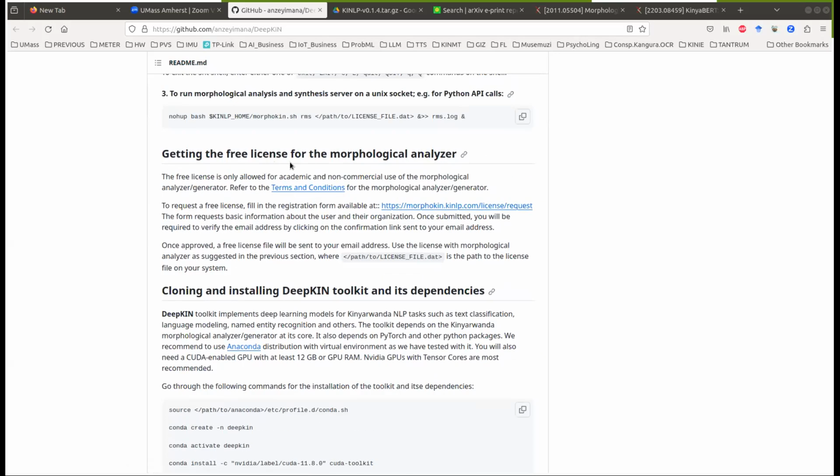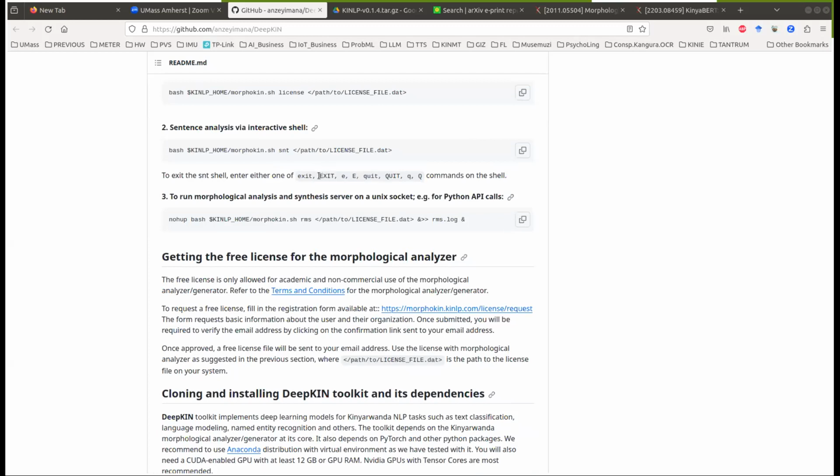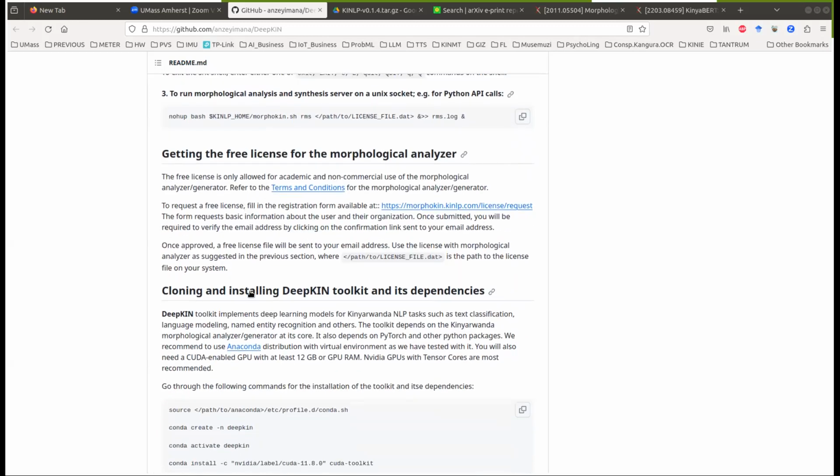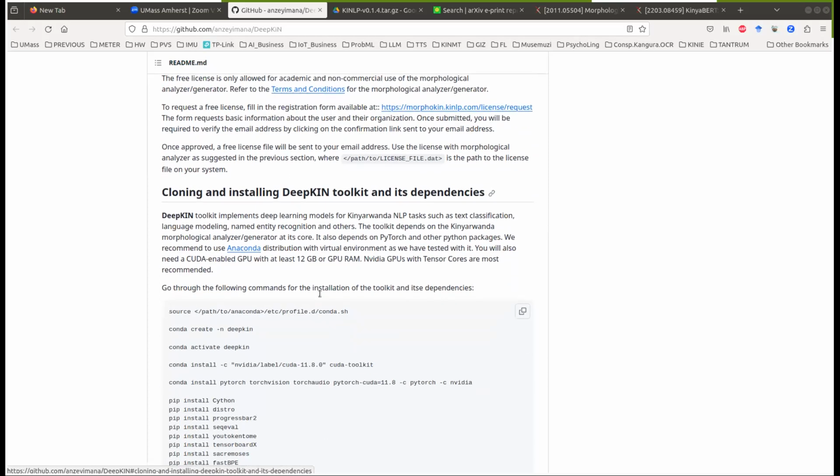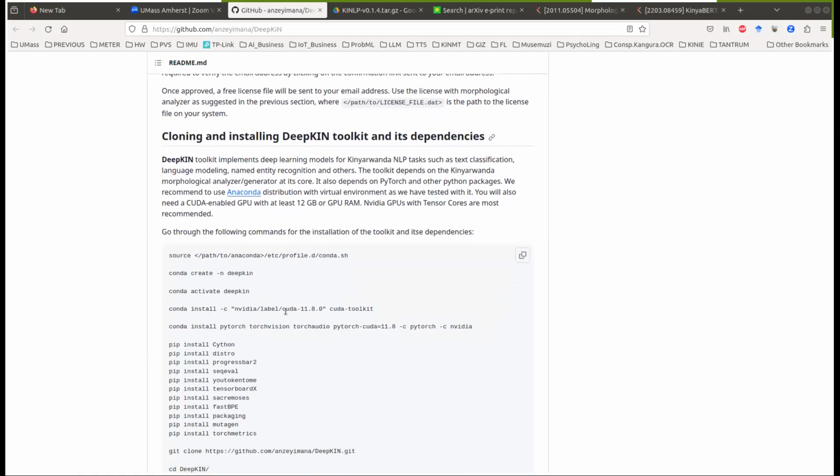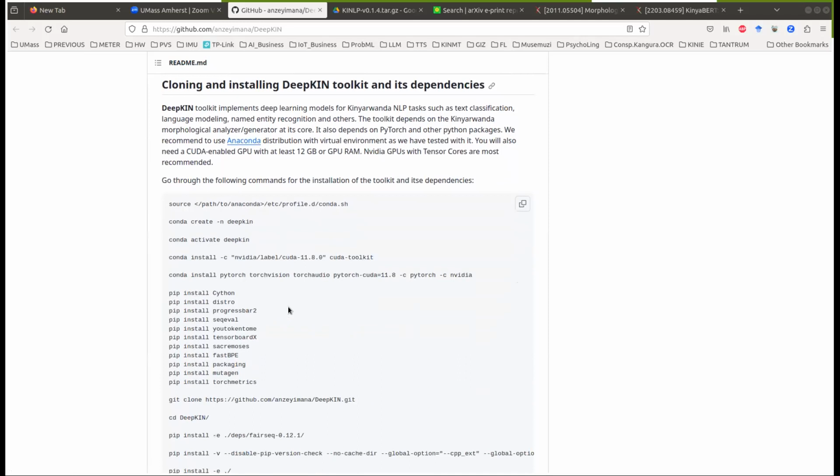So you have this library called morphological, which is basically the morphological analyzer and generator. And then you have a Python package called deepkin, which is in this repository, which you can use to do some deep learning models and neural network stuff in PyTorch. So these are the steps on installing the toolkit.